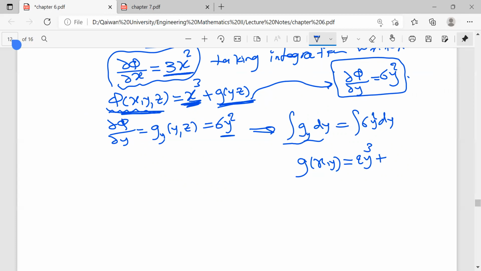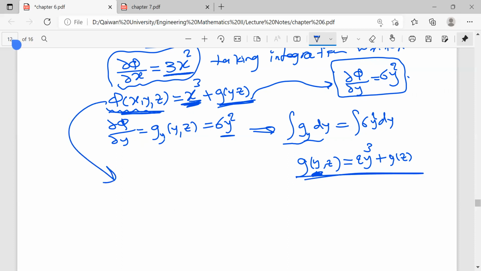plus, now in g we have y and z, but we took the integration with respect to y, so we add a constant function which is g of z. We took the integration with respect to y, and we write down a function of the remaining variables. We have z. Okay, now we put this into phi of x, y, z.